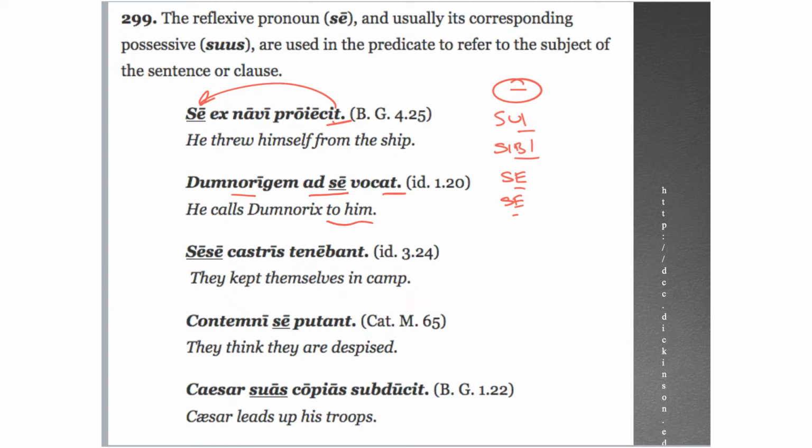All right, so this is a plural. Again, subject in the verb. They kept themselves in camp. All right, sese is an alternate form of the accusative and the ablative. It just reduplicates the form. All right, and then we go from there.